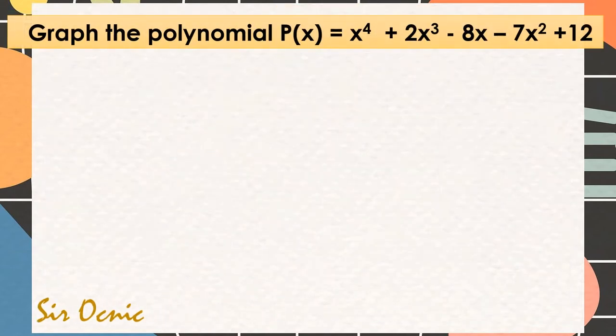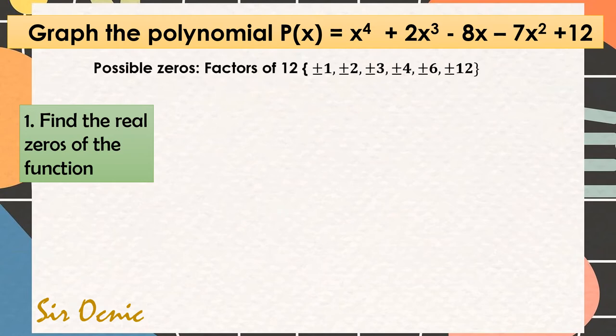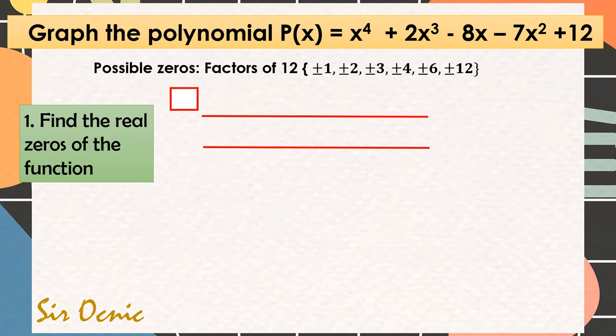Let us try to graph the polynomial x to the fourth plus 2x cubed minus 7x squared minus 8x plus 12. Finding the real roots of the function, or real zeros, using synthetic division, the numerical coefficients are 1, 2, negative 7, negative 8, and 12.